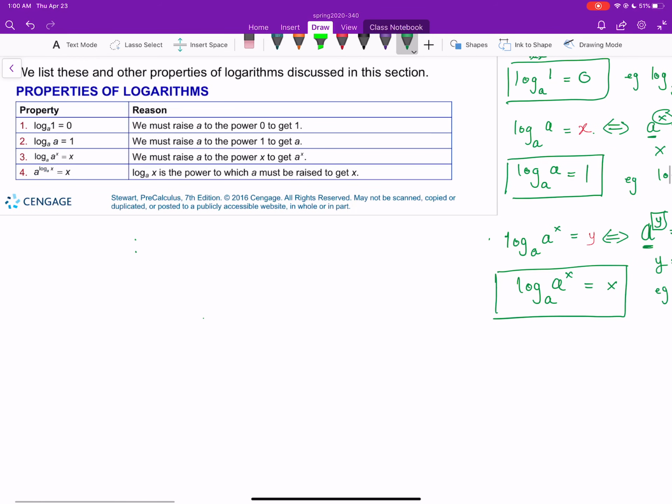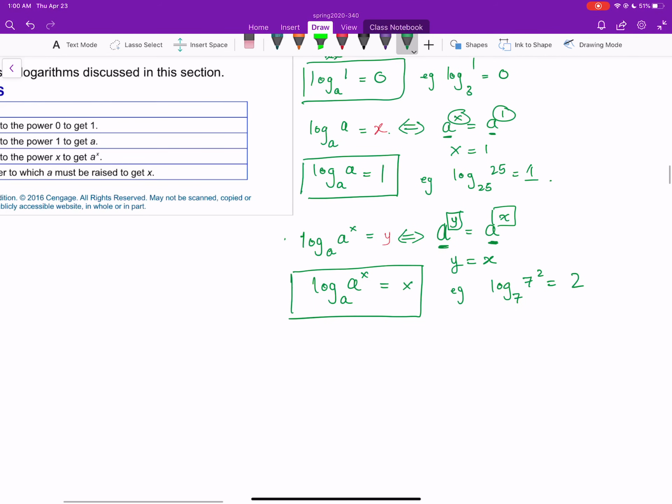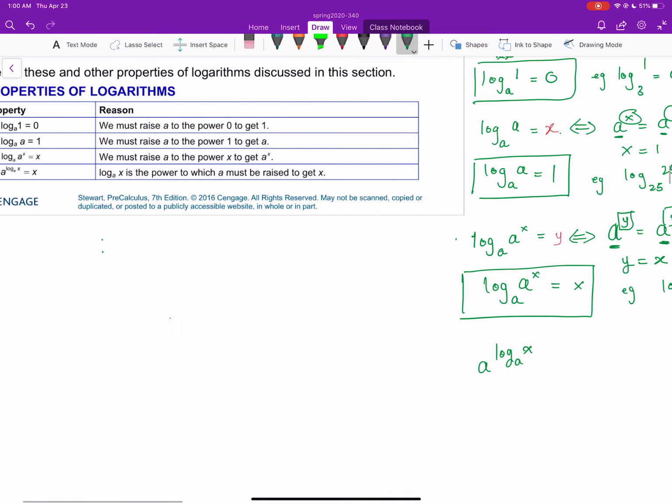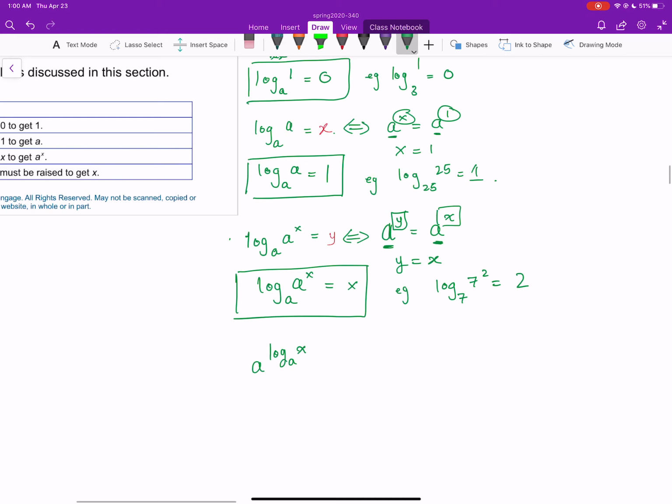All right, let's look at the last one. The last rule says that a to the log a of x is equal to x. Now that is not quite intuitive. So let's clearly see what's going on over here.